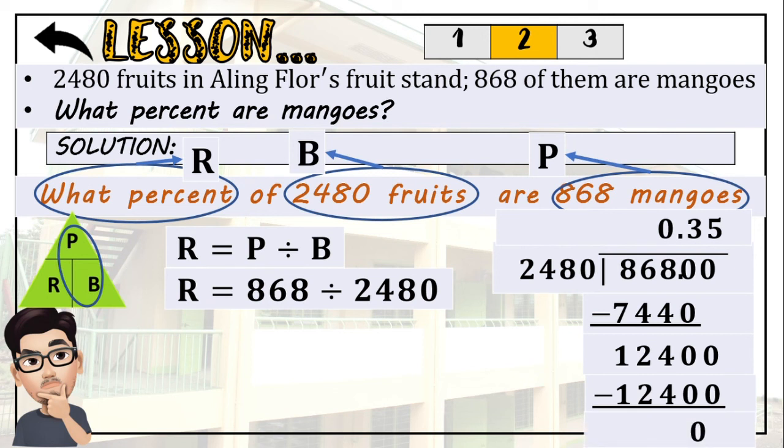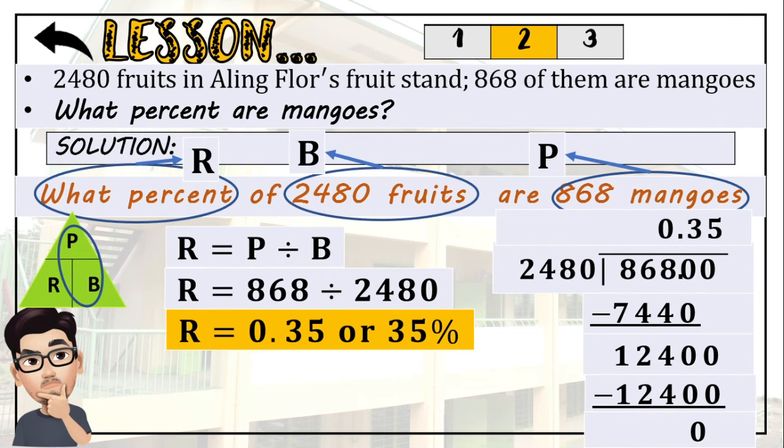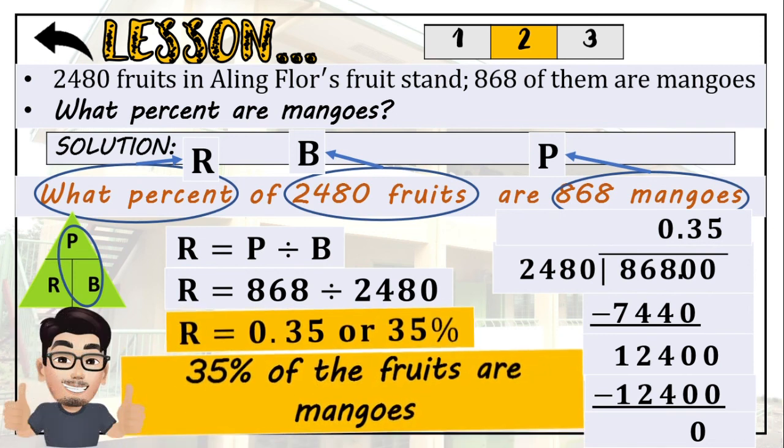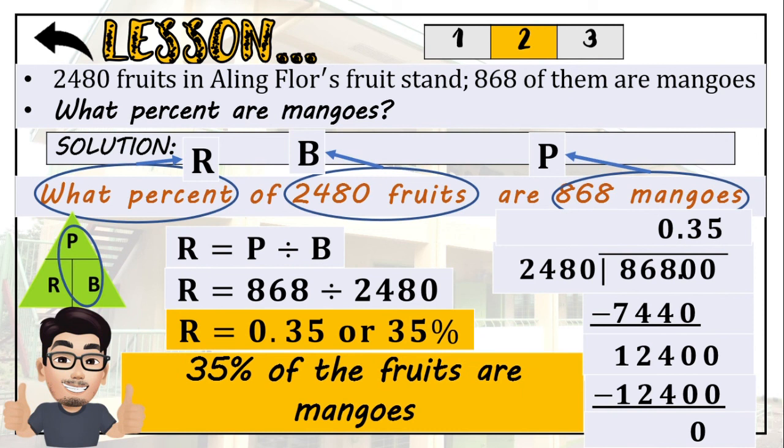So our final answer is 0.35, or if we translate it to percent, we have 35%. Okay, ibig sabihin, 35% of the fruits are mangoes. Okay? Next one.